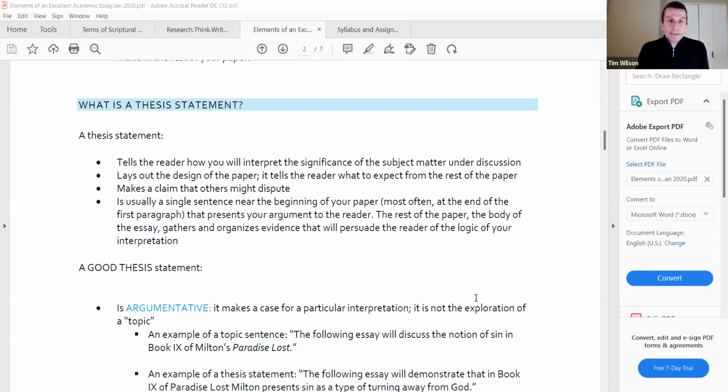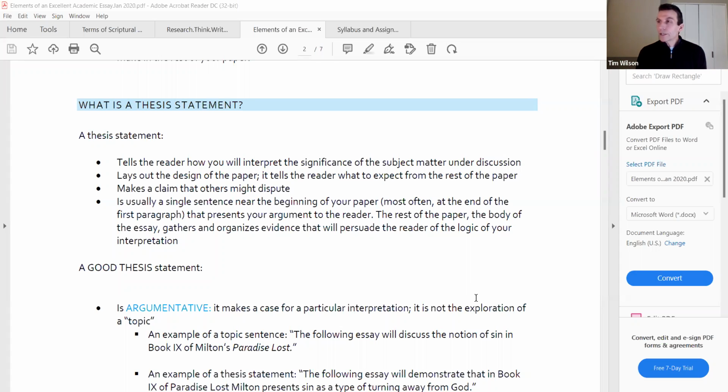And then what is this thesis statement doing? It tells the reader how you will interpret the significance of the subject matter. It lays out the design of the paper. So ideally, in the thesis statement or around it, you're also outlining the steps you're going to take to demonstrate that thesis. It makes a claim that others might dispute. And it's usually, as I said, for a short essay, one sentence.